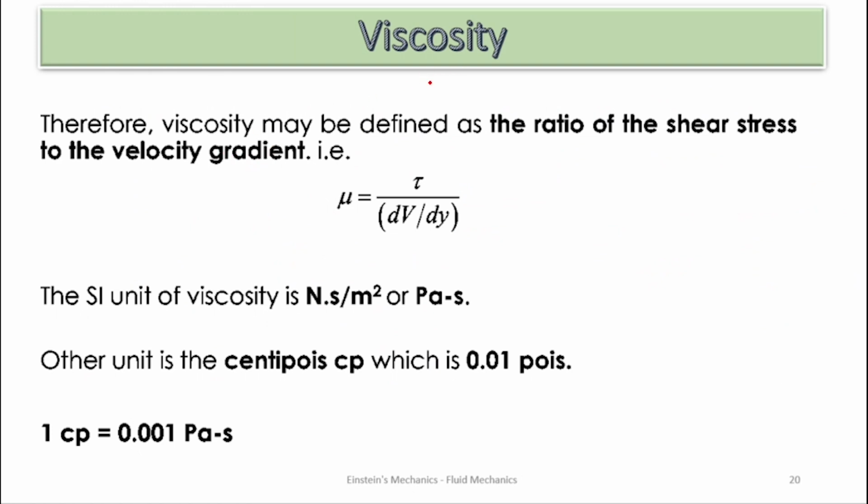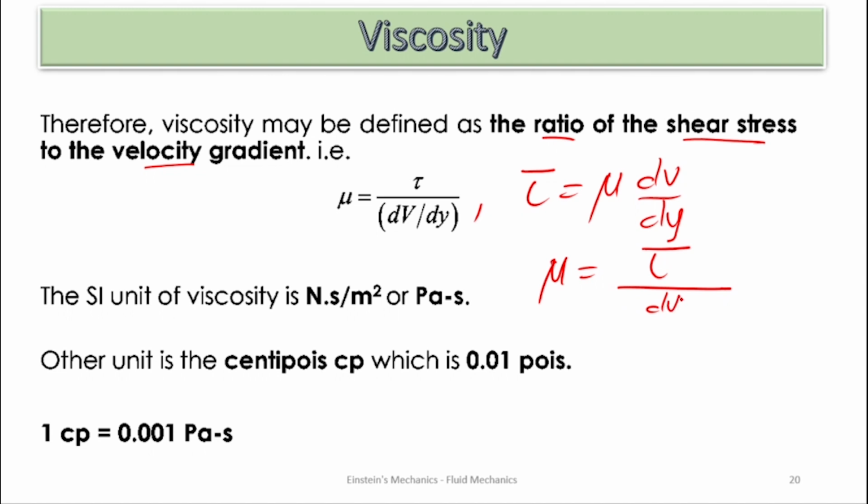So the other type of viscosity is, let's look at this scenario. Therefore, viscosity may be defined as the ratio of shear stress to the velocity gradient. From the previous slide, we saw shear stress is equal to mu, which is the viscosity, times dV on dy. Therefore, if we are interested to find the viscosity of a particular fluid, it is related to the shear stress on that fluid and the rate of strain, and we are good to get our viscosity. So this is the viscosity formula, the absolute or the dynamic viscosity.